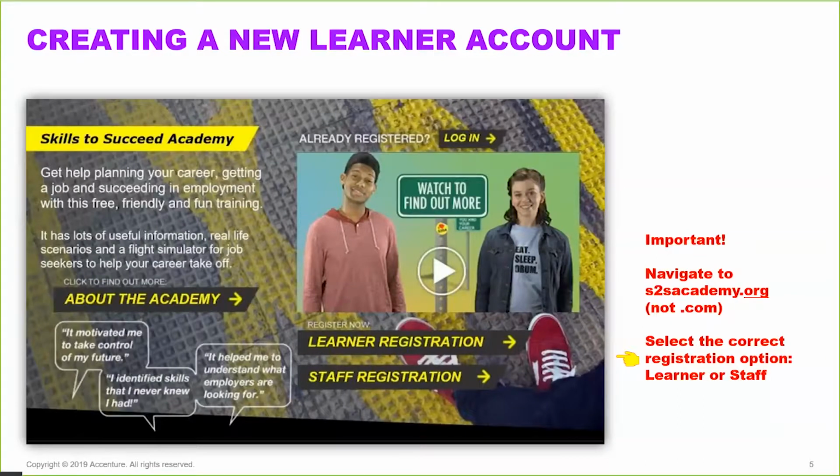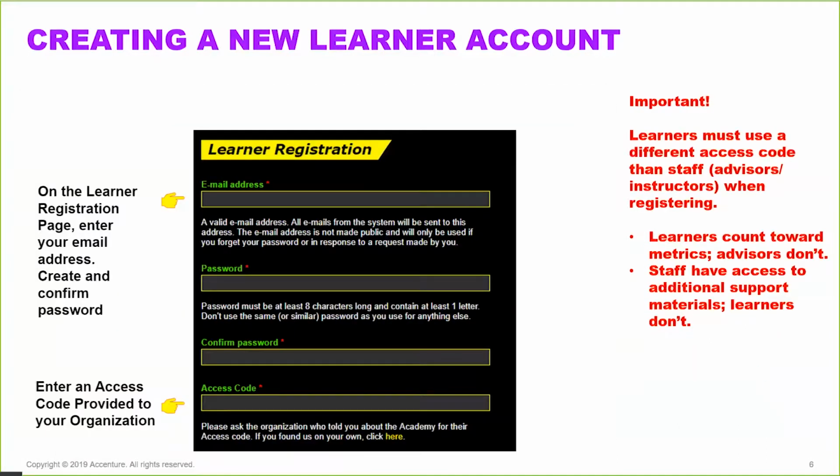I'm going to show you what the learner registration looks like. The staff is pretty similar. There's just fewer questions to answer. So to register as a learner, on the previous page, you clicked on Learner, and that'll bring you to this page. You'll go ahead and enter your email address. And there may be some learners who don't have an email address, so you may need to help them set one up. It's just a very basic employability skill that you may need to help them with.